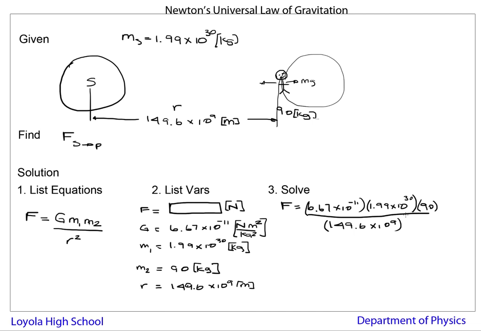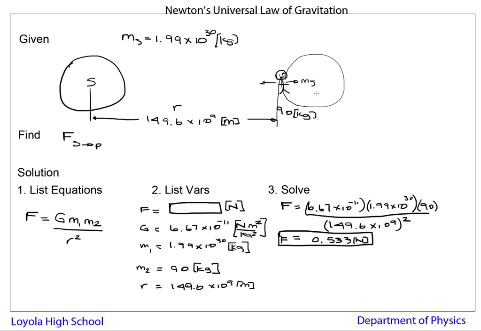So a lot of this is going to have to be making sure your exponents are correct on your calculator, although I'm going to show you something here in a second that will simplify it. If you do all the math here, you're going to get 0.533 newtons. So it's actually just a half a newton. It's actually not a lot of force. The mass of the Sun is pretty large, but it's so far away, the force is almost negligible.